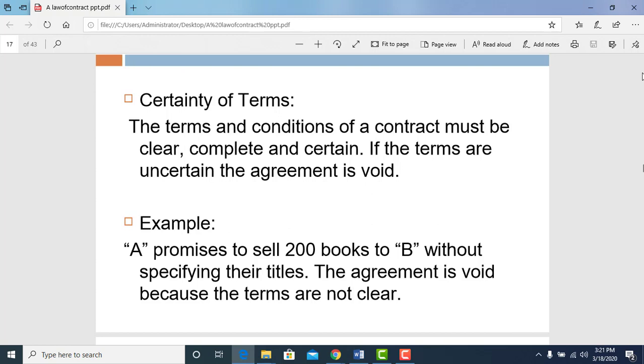Certainty of terms and conditions. It should be clear and complete and certain. A promises to sell 200 books to B without specifying their titles. The agreement is void because the terms are not clear.